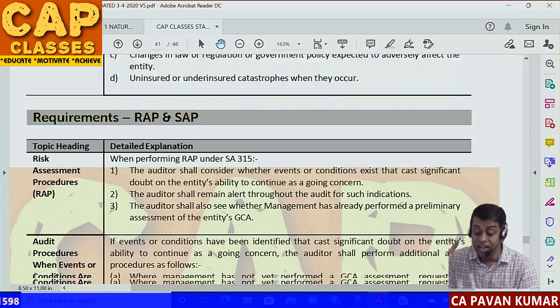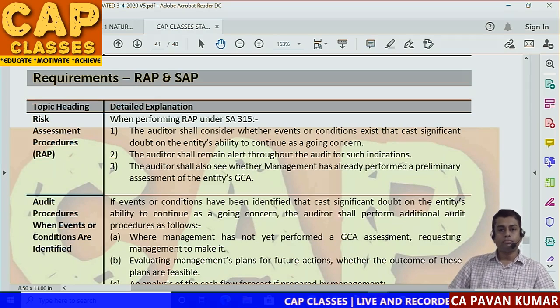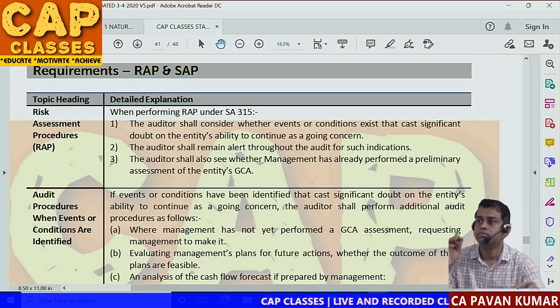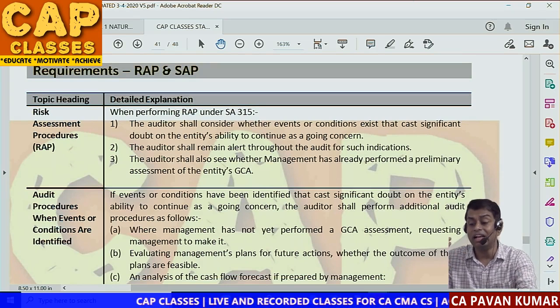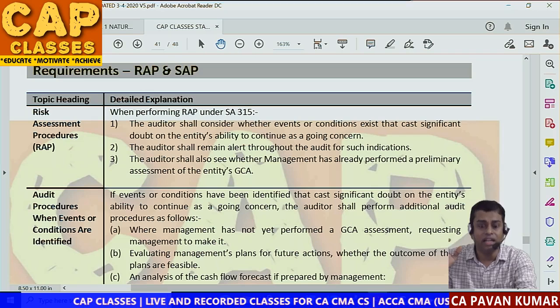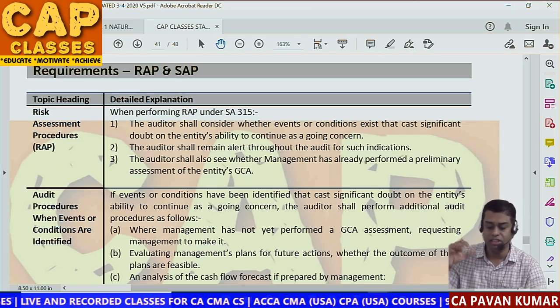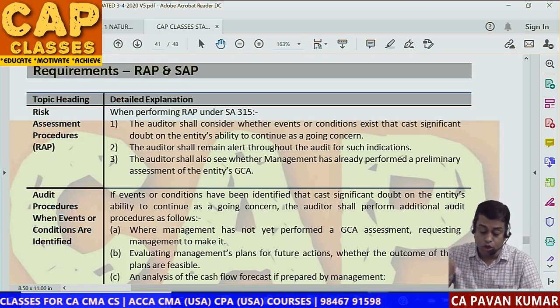These are indicators. So what are the RAP and SAP the auditor has to do? What is RAP? Risk assessment procedures. What is SAP? Substantive audit procedures. Okay, the auditor has to apply certain risk assessment procedures and certain further audit procedures, substantive audit procedures.